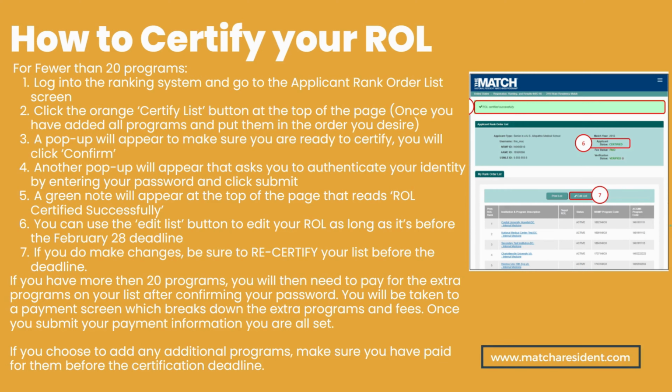Now, if you have more than 20 programs, you will need to pay for the extra programs on your list after confirming your password. That's the only real difference. So you'll still save and add them all the same. You'll certify the same way. It's just that once you've confirmed your password, you need to pay for them in order for them to actually go through on your rank order list. Once you submit your payment information, you are all set. And then if you do edit and make changes and you decide to add additional programs, just make sure that you've paid before the deadline or else your ROL will not be valid.